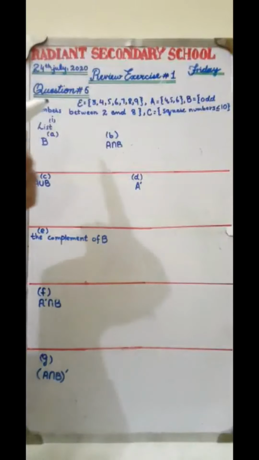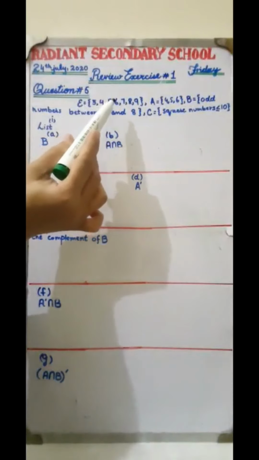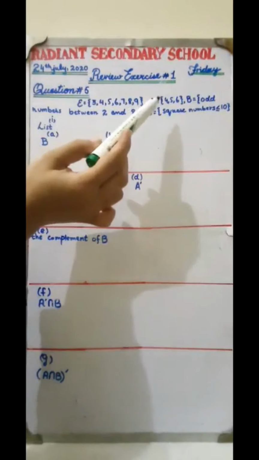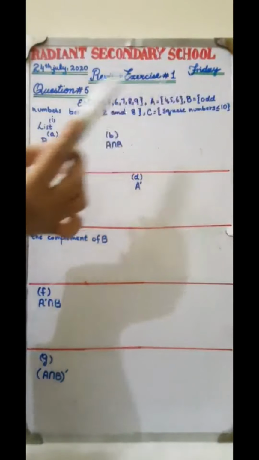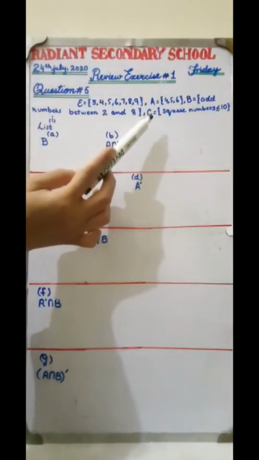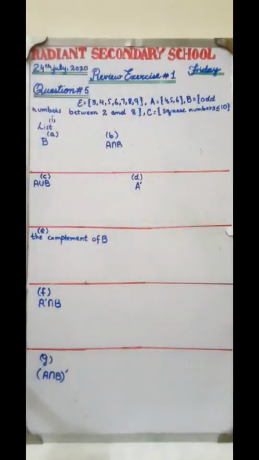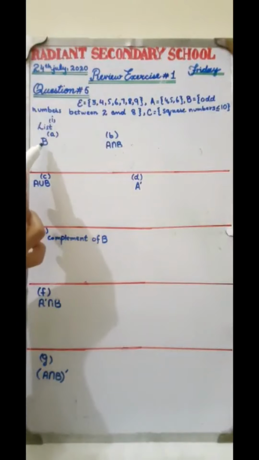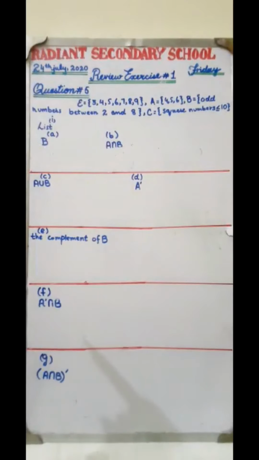Now in question 5, the universal set is 3, 4, 5, 6, 7, 8, 9. A set is 4, 5, 6. B set is odd numbers between 2 and 8. C set is square numbers less than or equal to 10. In part 1A, we have to list the B set. We have to make the B set.